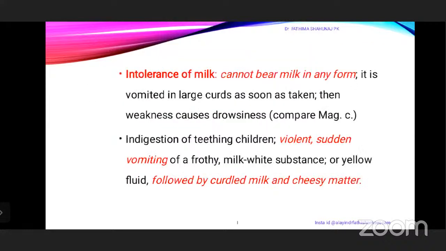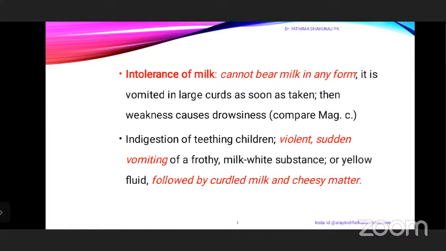Next, intolerance of milk, cannot bear milk in any form, and it is vomited in large curds as soon as taken, and weakness causes drowsiness. These symptoms are compared with Mag carb. In Mag carb, the milk passes undigested in nursing children. So nursing children of Mag carb, when they take the milk, it passes undigested. This is a symptom compared here. Then indigestion of teething children, violent sudden vomiting of milky white substance or yellow fluid followed by curdled milk or cheesy matter. So this is the nature of the vomit for this remedy.